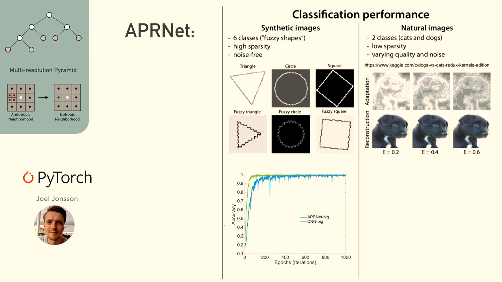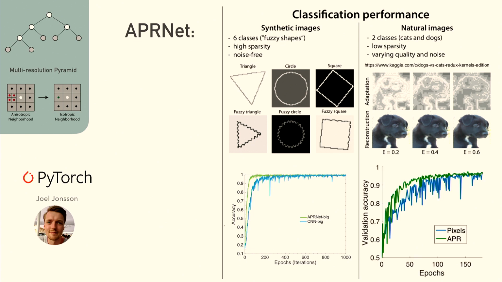And beyond the synthetic example, for natural images, here you can see we did an old Kaggle challenge, which was cats versus dogs. Here you can see the impact of the selection of this E parameter on the representation. For all these results, we chose E equals 0.2. Again, you can see that the APR net also is successful, and again, it seems to be training a bit faster.